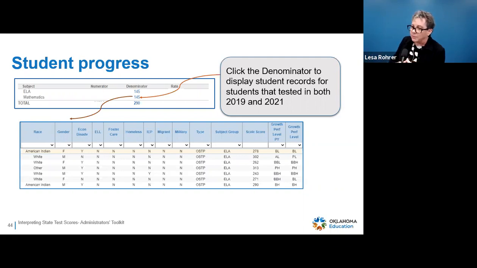I can look at this by demographics. I can look at this by grade level. That scale score, 300 is always proficient, so I can see where that student is in relation to that. I can think about where they were in 2019, and I can think about where they've moved in 2021. So the growth performance, this is the prior year, this is the current year.